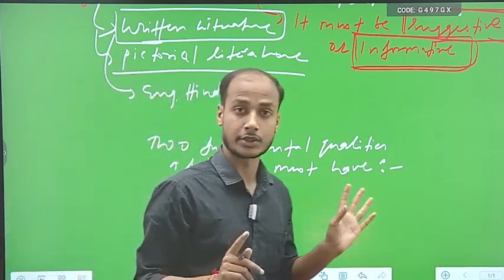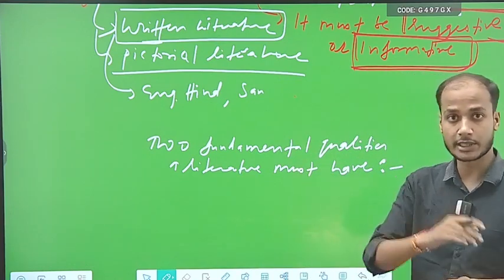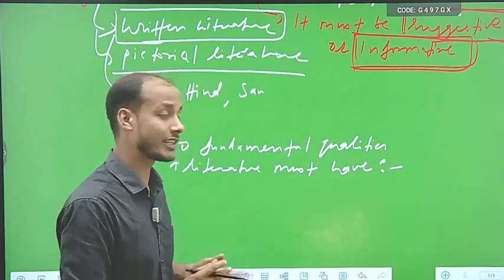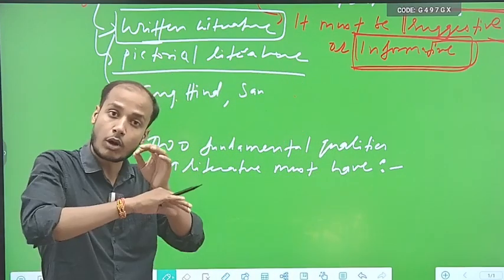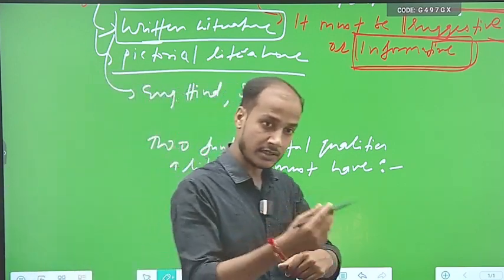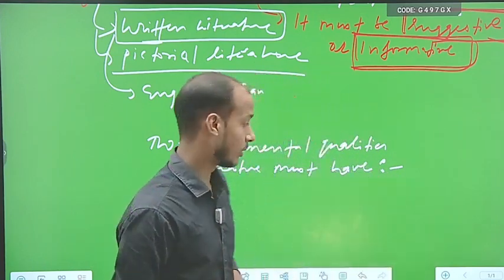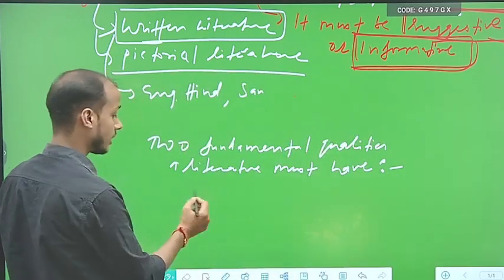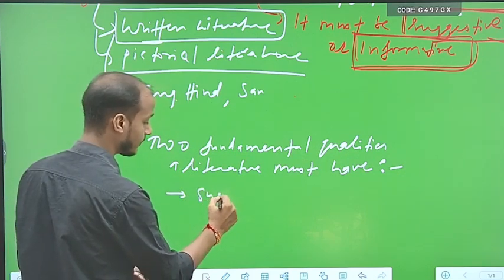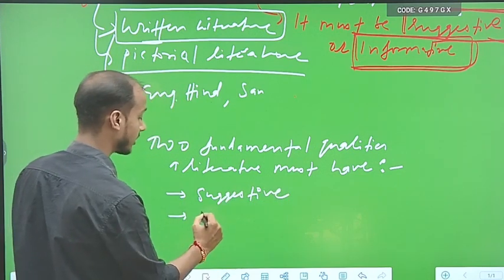It applies to all literature. It is not so that it is only with English or only with Hindi. This is a very universal formula that applies to almost all the literature of the world. Okay, so before you consider whether some language has literature or not, just listen to one thing. A language's literature must have two basic qualities. First, it must be suggestive, and second, it must be informative.